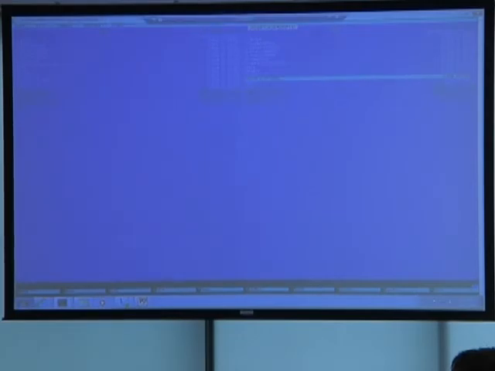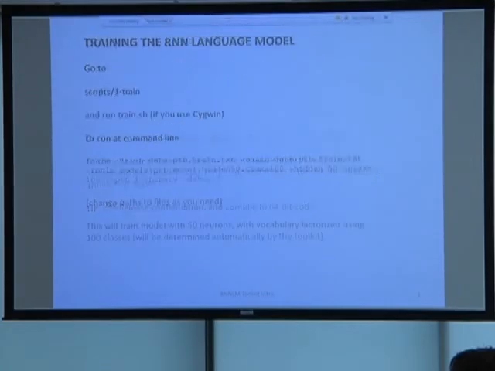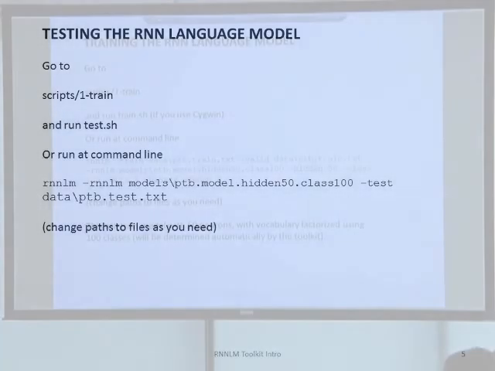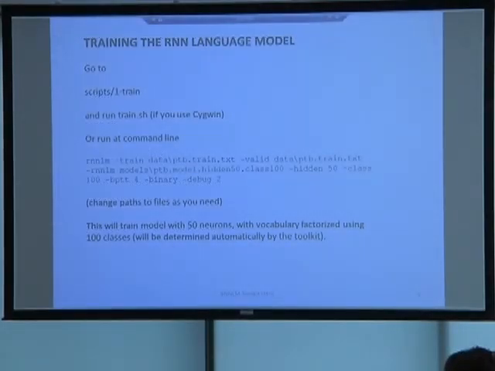So these are the slides, and then I have some example scripts, so I will go to them. The first thing is how to train some basic model. The example script is in this directory, scripts 1-train. And you just need to run train.sh if you use Cygwin, or it will be slightly more complex if you compile the toolkit using Visual Studio.